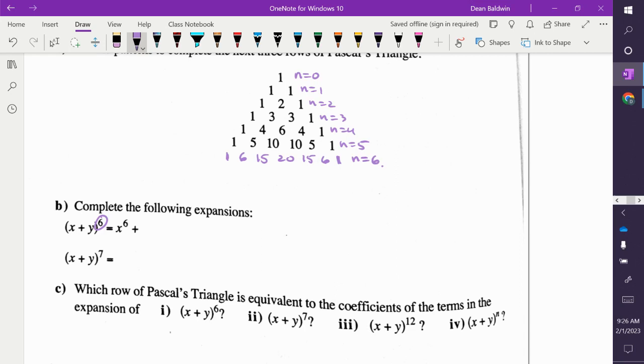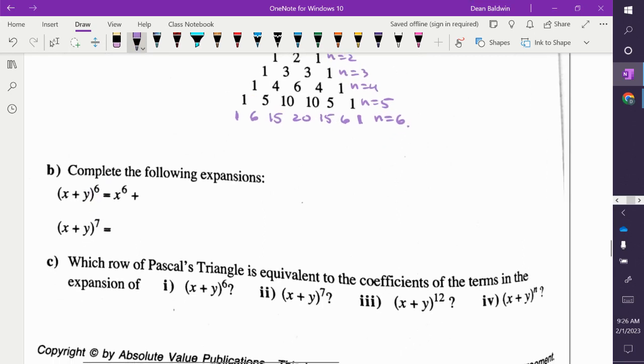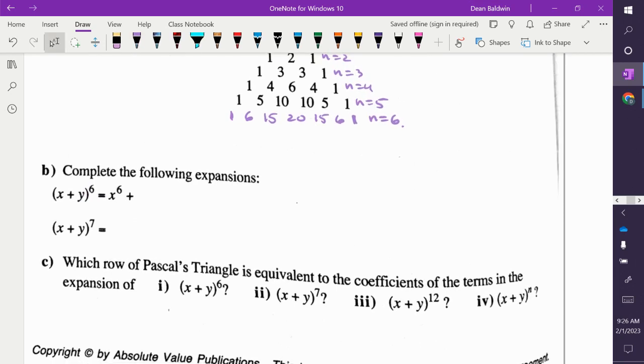So now we can expand x plus y to the power of 6. We use those coefficients. We know that the x's will go down by 1 degree, and the y's will go up by 1 degree as we move left to right. So x to the 6 is the first term. The second term, there's your coefficient, 6, x to the power of 5, y to the power of 1, plus 15x^4y^2, plus 20x^3y^3.